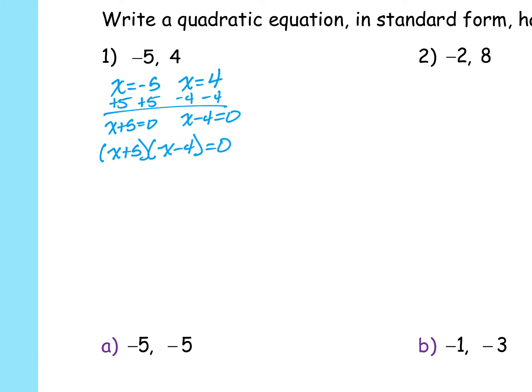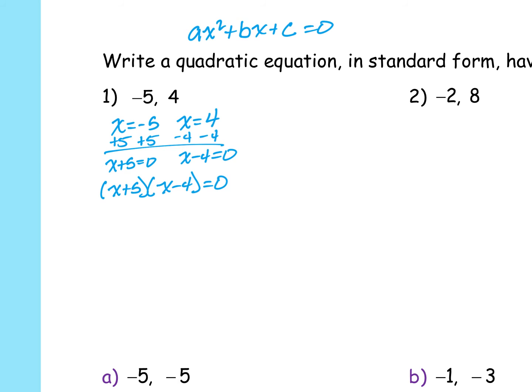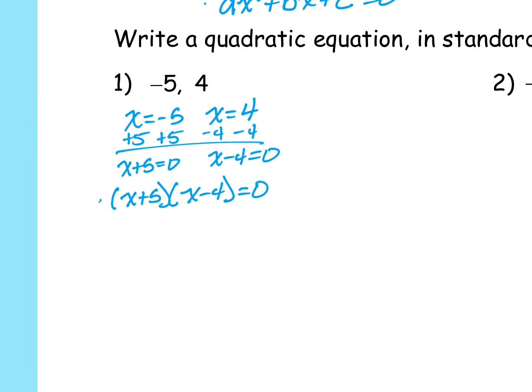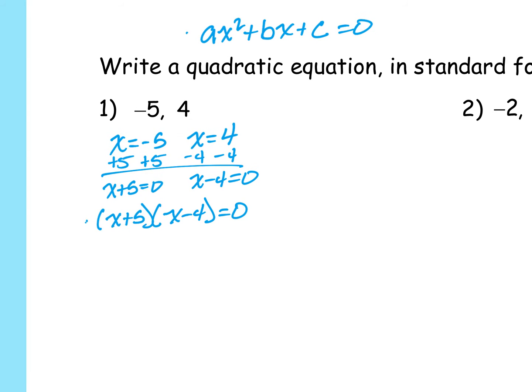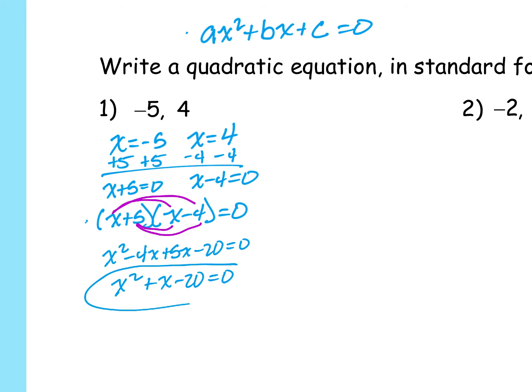And now how do I get from here to here? Well, I multiply it out. I can either FOIL it or use the box method. It doesn't matter, whichever way you like better. This time I'm just going to FOIL. So x times x is x squared, and then minus 4x plus 5x minus 20 equals 0. So I've got x squared plus x minus 20 equals 0. And there's my answer.